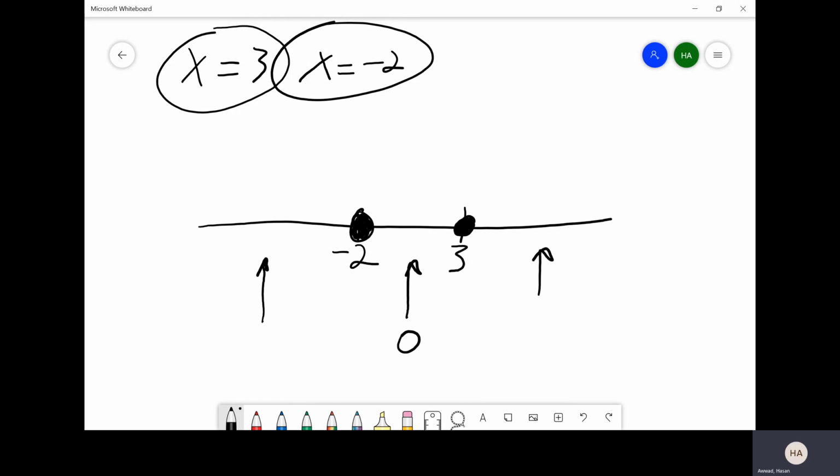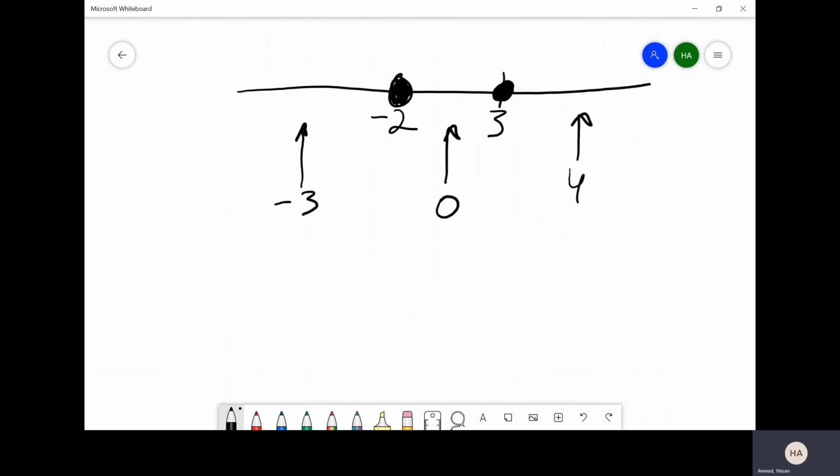Okay, so now once again, I need a number that's to the right of 3. So I'm going to choose 4. And a number that's to the left of -2, I'm going to choose -3 here. So what we're doing now is we're going to test all 3 of our test points, and see what makes the inequality true or not. Okay, so let's go ahead and test x is equal to -3, right? So we're going to test this one first.